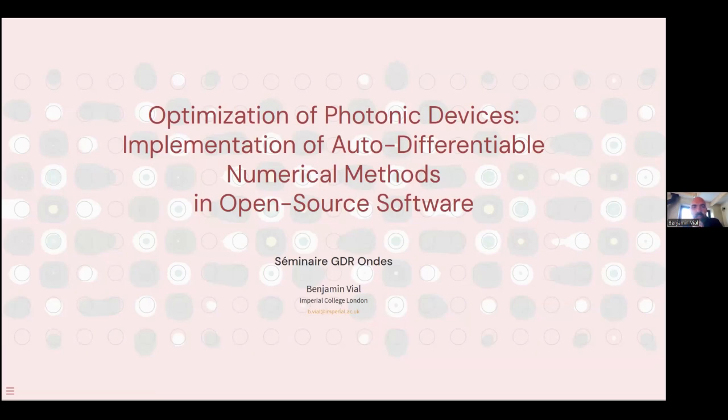That I'm going to use to do optimization of photonic devices. And one of the key aspects of this software and various numerical methods is that they are auto-differentiable. So we're going to see what all of that means. And I'm going to, first of all, introduce you to some aspects of optimization, and in particular, topology optimization.